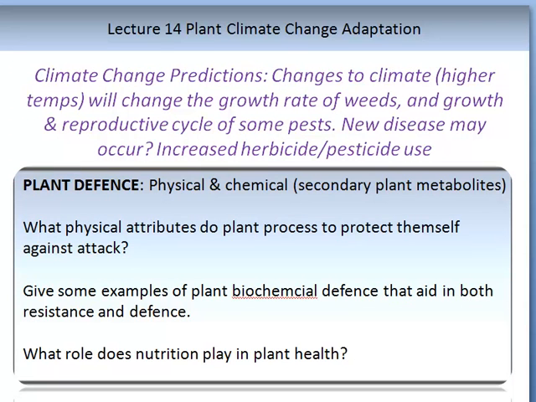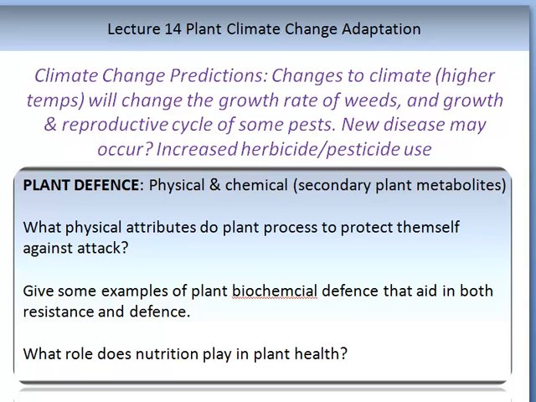So let us have a look at plant defense. This is the physical and chemical secondary plant metabolites. What physical attributes do plants possess in order to protect themselves against attack? Can you give some examples of plant biochemical defense that aid in both the resistance and the defense? What role does nutrition play in plant health? These are all aspects to consider when studying plant defense.